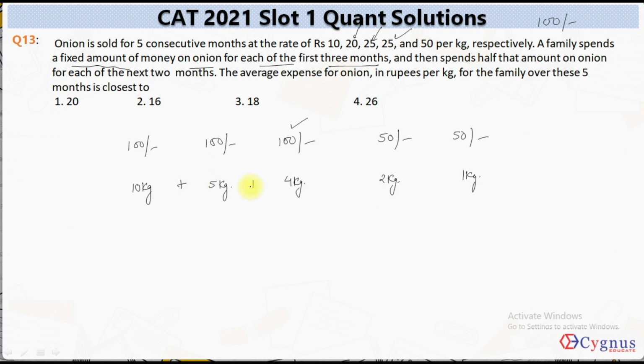So I have purchased how many kgs of onion overall in these 5 months? 10 plus 5, 15 plus 4, 19, 19 plus 2, 21 plus 1, 22 kgs of onion were purchased in these 5 consecutive months. Now what's the question? The average expense for onion in rupees per kg for the family over these 5 months is closest to how much? This is the question. What was my total expenditure? 100 plus 100 plus 100 plus 50 plus 50. That makes 400. I spent 400 rupees and I got 22 kgs. So what is the average cost? It's 400 by 22. It's close to 18. So my answer becomes third option.